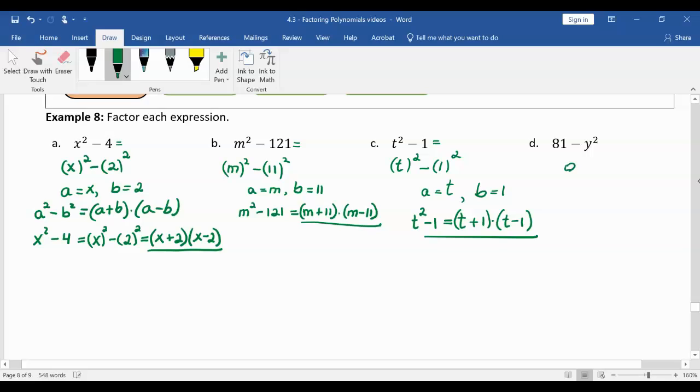Part D, we have 81 minus y squared. Let's rewrite it. Instead of 81, I can write 9 squared minus, and then I'm going to have y squared. So my a is 9, b equals y. The factored form of 81 minus y squared is 9 plus y times 9 minus y.